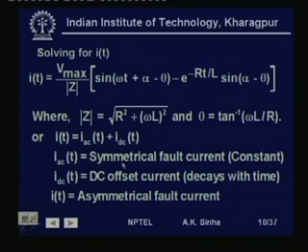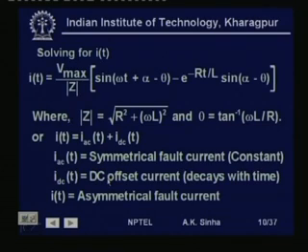Now, I_ac(t) is the symmetrical fault current and remains constant in the sense that its magnitude is constant and the frequency is constant. I_dc(t) is called the DC offset current, and this decays with time. This is shown from here, e to the power minus R t by L. So, as t keeps on increasing, this value will keep on decreasing. The maximum value at t equal to 0 is going to be V max by Z. So, here the DC offset current is I_dc(t), and I(t) is the total current, which is the symmetrical fault current.